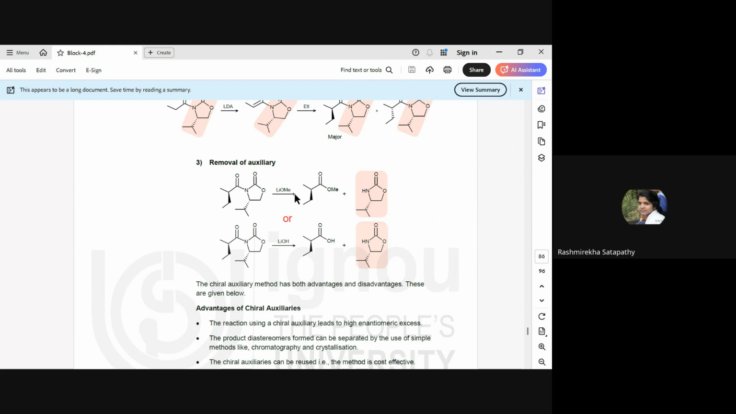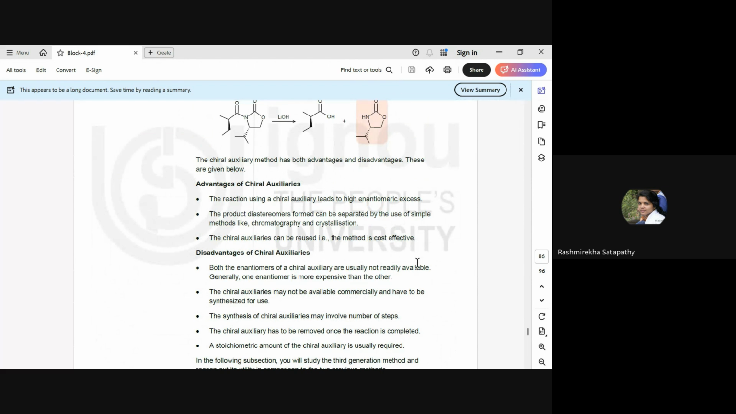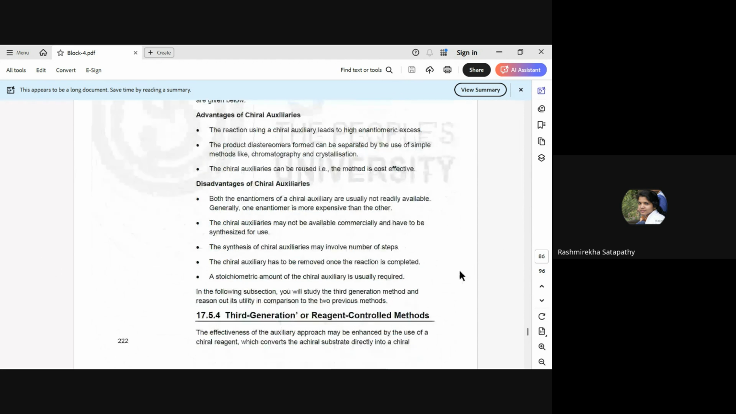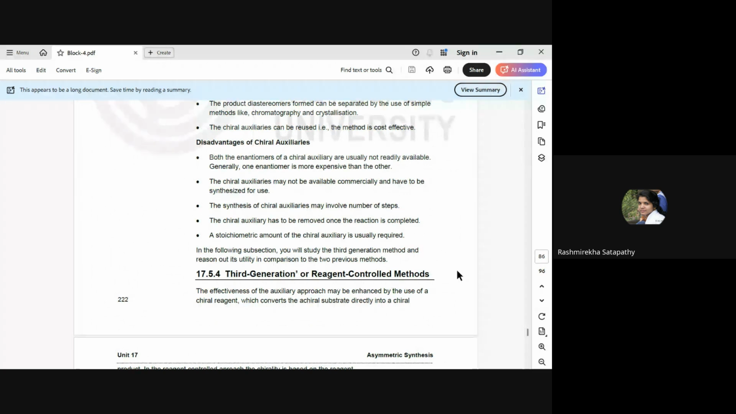The chiral auxiliary can be removed. Advantage: the reaction using a chiral auxiliary leads to high enantiomeric excess. The chiral auxiliary can be reused. Disadvantage: the chiral auxiliary may not be available commercially and may have to be synthesized for use. The synthesis of the chiral auxiliary may involve a number of steps.